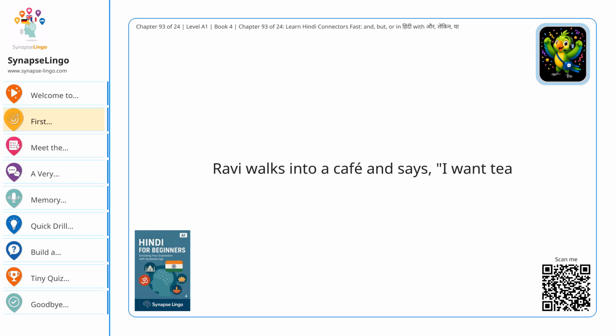Ravi walks into a cafe and says, I want tea, और, coffee. The waiter blinks. Both? Ravi nods proudly. Then the waiter asks, tea, या, coffee? Ravi realizes his stomach is ambitious, लेकिन, his wallet is not. He says, tea, please, क्योंकि, I need to stay awake.